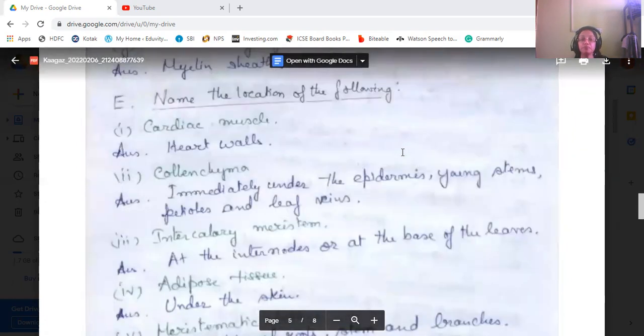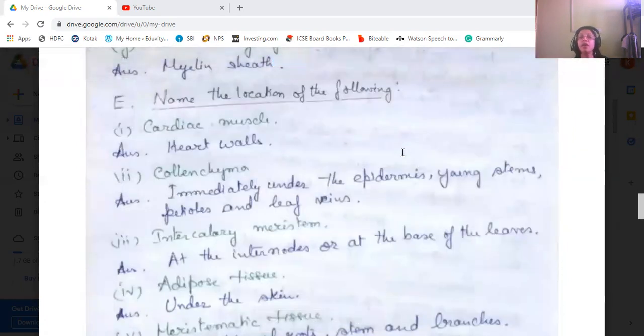Okay. Next, we are coming to the location of the following tissues. Cardiac muscle is found in the heart walls. Collenchyma cells are found immediately under the epidermis, in young stems, petioles, and leaf veins. Just below the epidermis, the collenchyma tissues are found, and they are also found in the young stems, petioles, and the leaf veins. Then intercalary meristem, this is just below the node, that is at the internode at the base of the leaves.